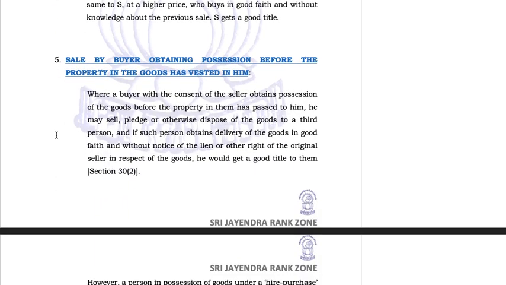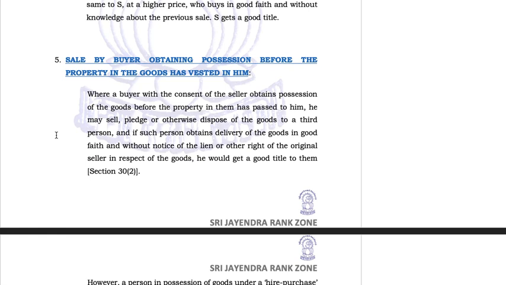Sale by buyer obtaining possession before the property in the goods has vested in him. Sale by a buyer who has taken the delivery of goods but yet has not become the owner. In such a case also, the sale by such buyer shall be a valid sale, where a buyer with the consent of the seller obtains possession of the goods before the property in them has passed to him.